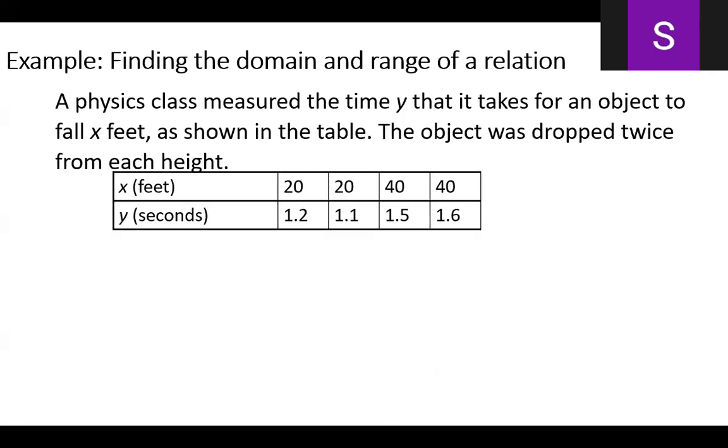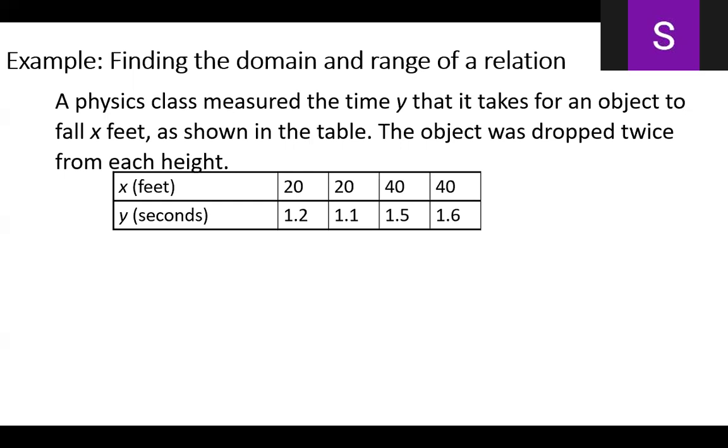Let's keep going. So we're going to start here. Pretty simple. We're going to find the domain and range of a relation. Here we have a physics class measured the time, y, that it takes for an object to fall, x, as shown in the table. The object was dropped twice from each height, okay? The first time, from 20 feet, it took 1.2 seconds. Another time, at 20 feet, it took 1.1 seconds. At 40, it took 1.5 seconds. At 40, again, it took 1.6 seconds, okay?